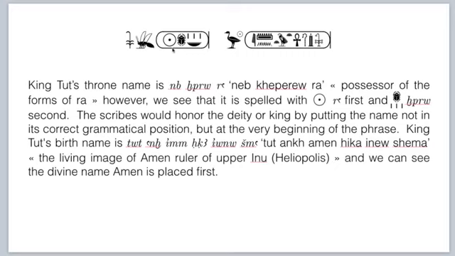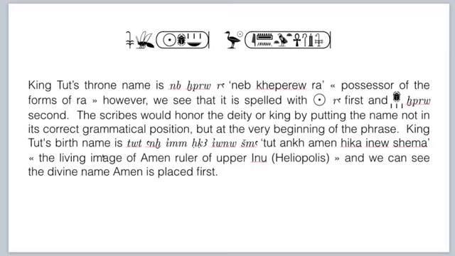So honorific transposition is a script phenomenon, or an orthographic phenomenon. It's not something that you hear in speech, in spoken language, only in the writing. And so his name, Neb Keperu Ra, means possessor of the forms of Ra. However, we see that it is spelled with Ra first and Keperu second. The scribes will honor the deity or the king by putting the name not in its correct grammatical position, but at the very beginning of the phrase.